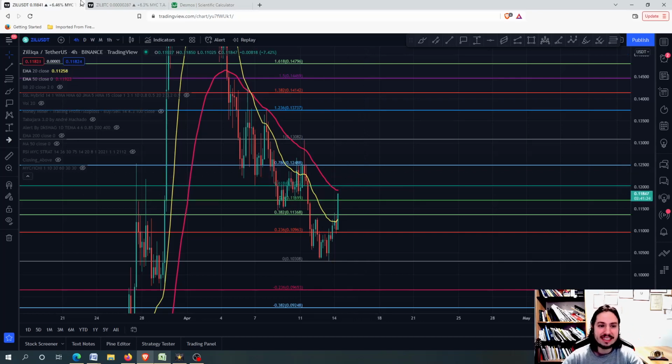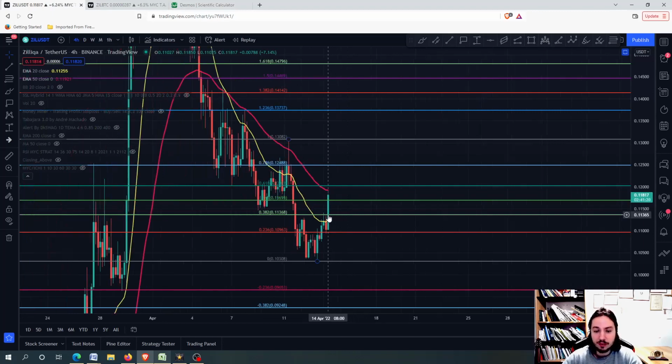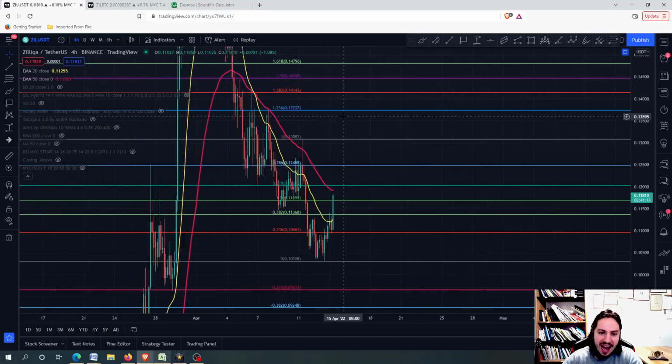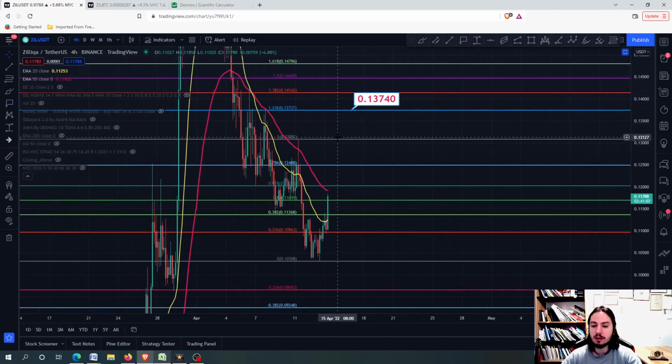Let's go right now and see ZILLIQA. So we had a pump over these last few hours. Okay, so what is next for ZIL? Can we go a little bit higher right now? Can we maybe approach the 0.137 and so on? We will be seeing everything with every detail right now.